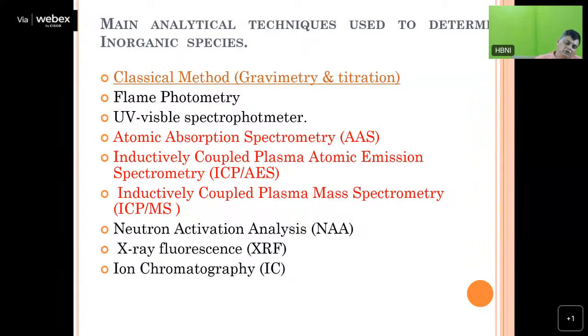See, I have already written on the top of this PowerPoint that I am talking about the determination of inorganic species. So these are the techniques which we use for the determination of inorganic species in various matrices, whether they are of synthetic origin or natural origin.